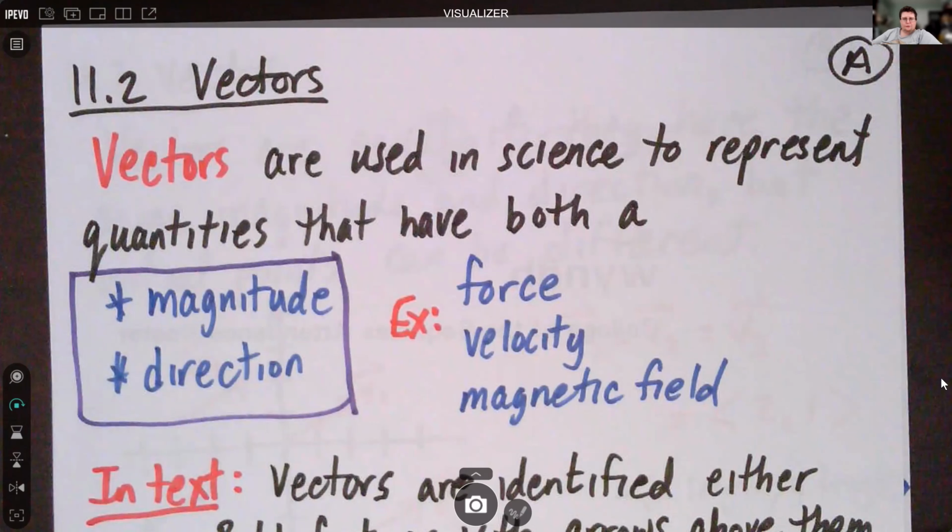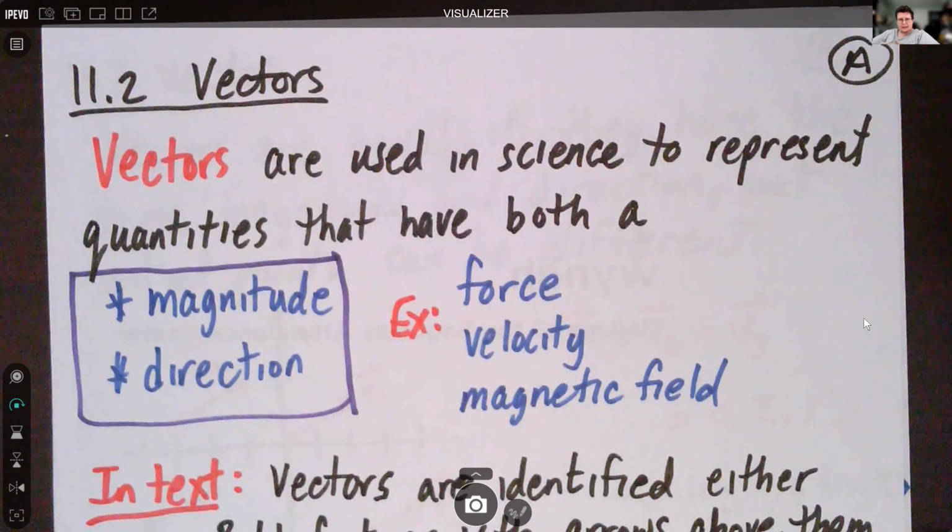Hey everyone, we're going to start 11.2 for Calculus 3. It's on vectors. Vectors are a great way for us to look at points in 3 dimensions and motion in 3 dimensions. Vectors are used in science to represent quantities that have both a magnitude, which I'll go over in a second, and direction. Examples are force, velocity, magnetic field, things like that.